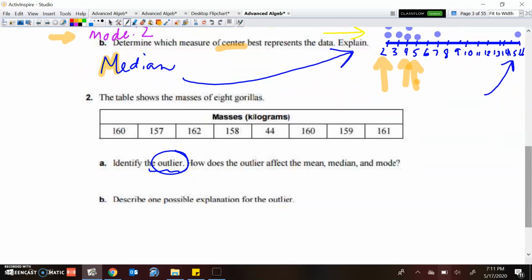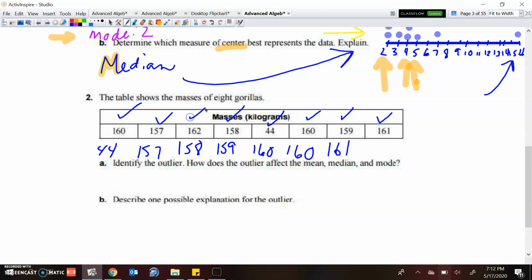Identify the outlier, and then how does it affect the mean, median, and mode? So what I'm going to do first is put the numbers in order. We're just going to find the mean, median, and mode first as it is. My lowest number is 44 kilograms. Okay, I'm going to check that off. Then looking across the board, I have a 157, a 158, a 159, a 160, followed by another 160, a 161, and a 162. Okay, count again: 1, 2, 3, 4, 5, 6, 7, 8.